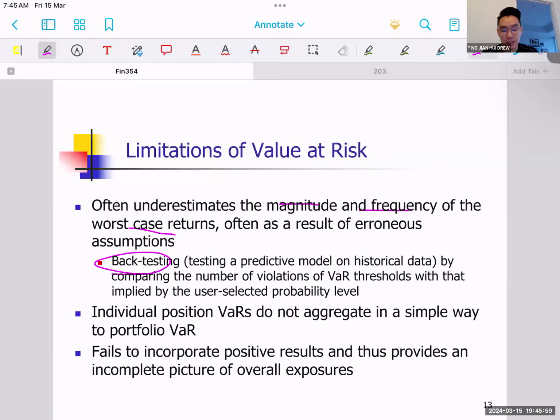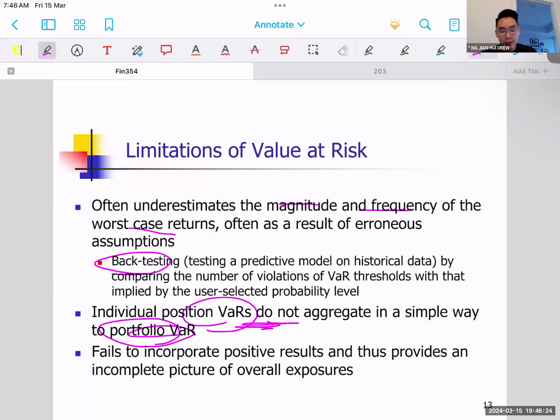Individual VAR positions do not aggregate simply. Remember, I told you that for VAR, we really need to compare the same period, and you cannot just add the VARs together. It doesn't make sense, right? When you look at the calculations, you can't say I want to add 5% VAR to 1% VAR. There's no mathematical sense in adding VAR.